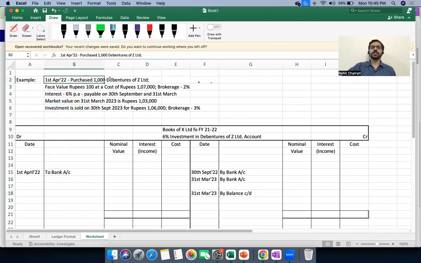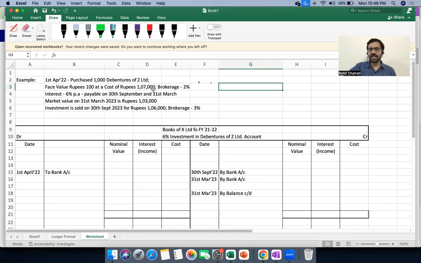On the 1st of April 2022, I purchased 1,000 debentures of Z Limited. There is a company, Z Limited. It has issued debentures. I have purchased 1,000 debentures, and the face value of each debenture is rupees 100. I have purchased it at a cost of 1,07,000.